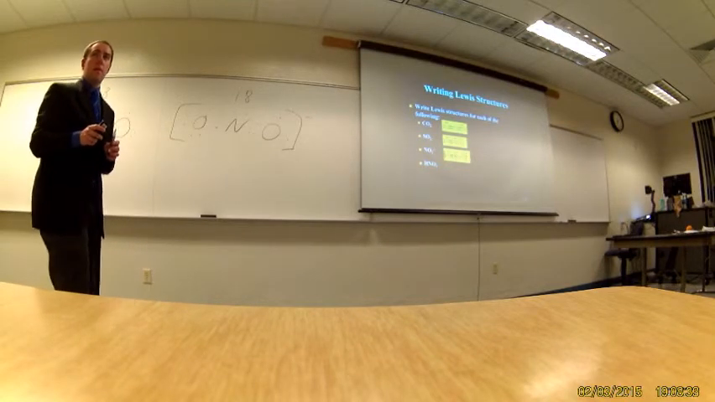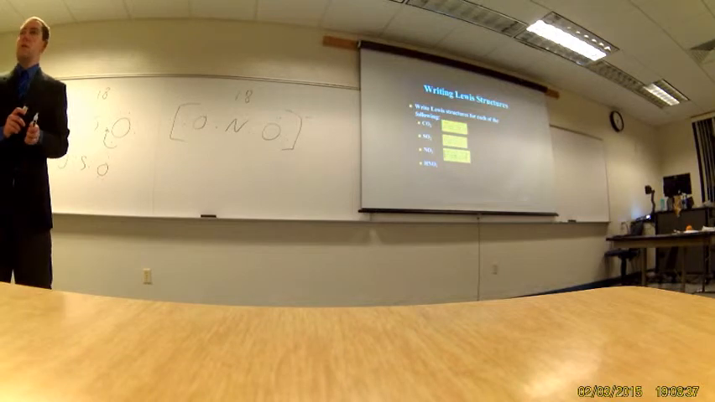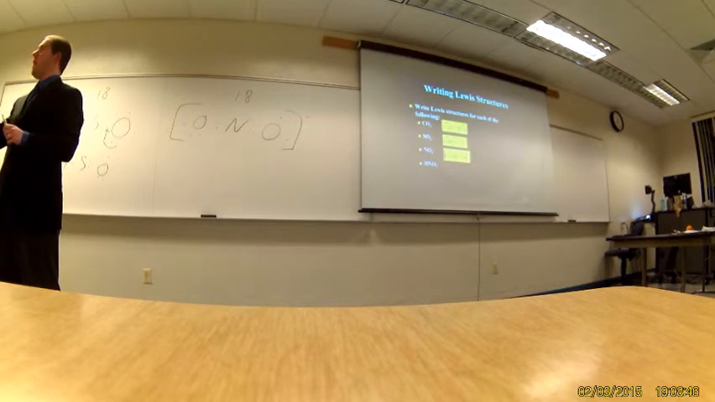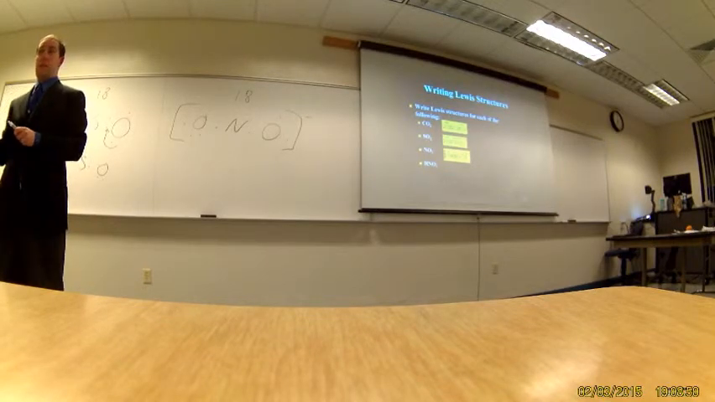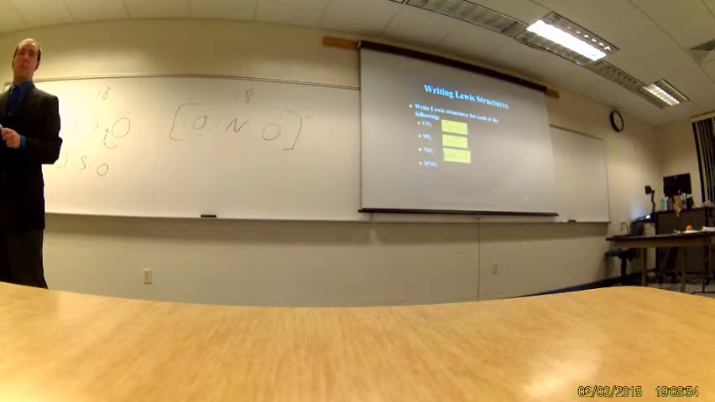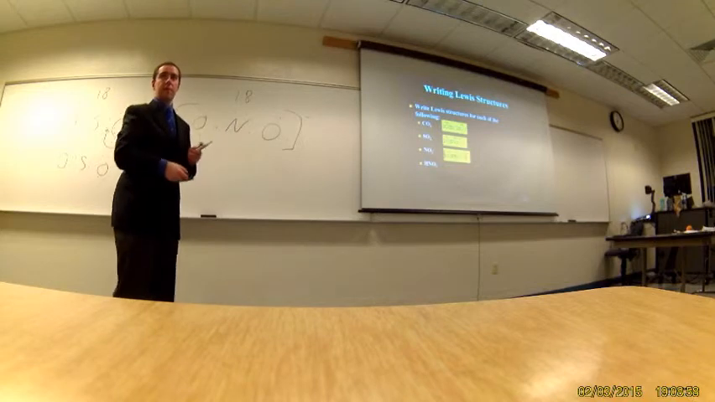It has 18 valence electrons. Nitrogen has 5 valence. So there's 2 oxygens, 6 each, that's 12. Plus 5 is 17. Then it has a negative charge, so it has 1 extra to give it 18. Okay. Thank you for catching that.